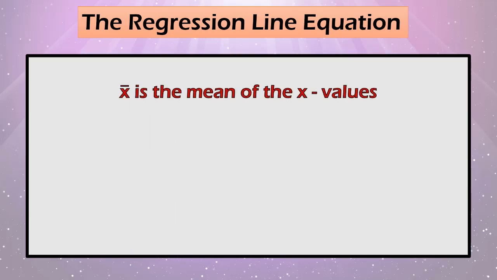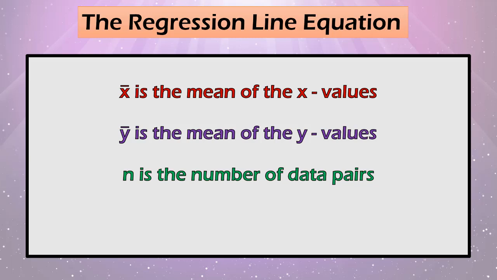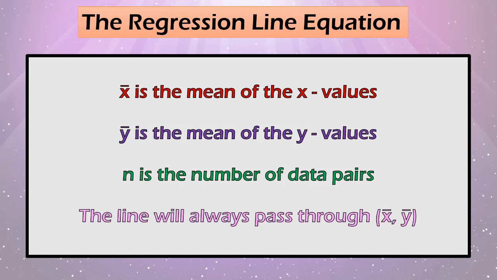X bar is the mean of the x values. Y bar is the mean of the y values. N is the number of data pairs. And we know that this point, x bar comma y bar, will always be on the regression line. So we know for sure one point that falls on the line. X bar comma y bar always falls on the regression line.